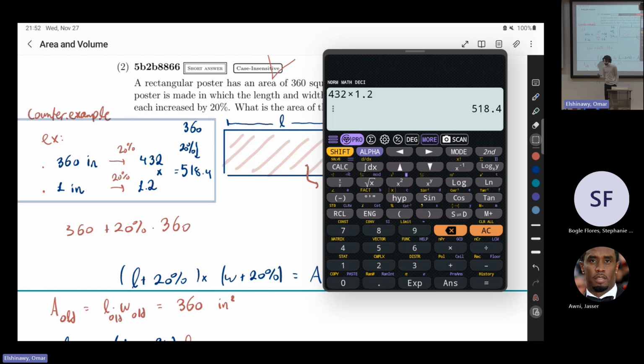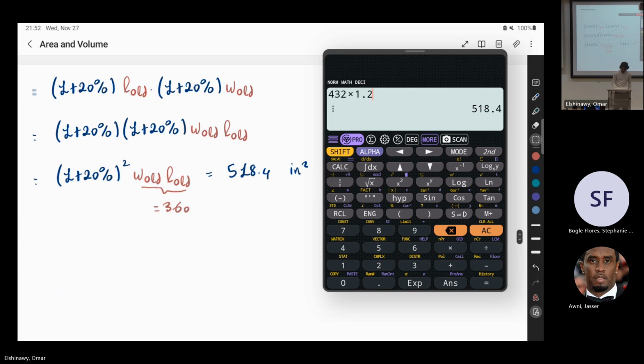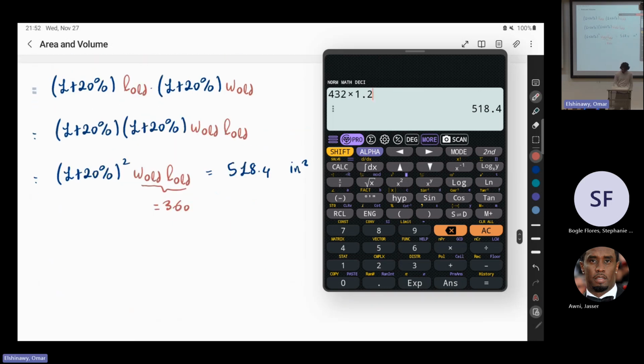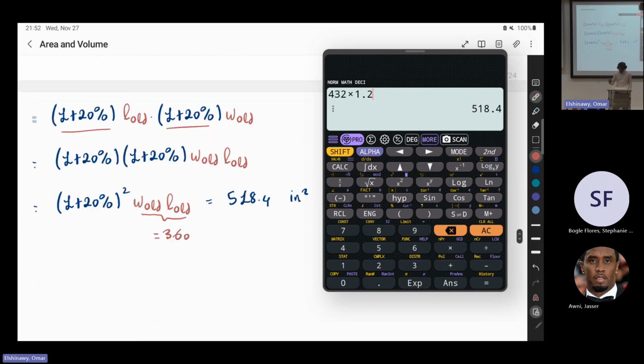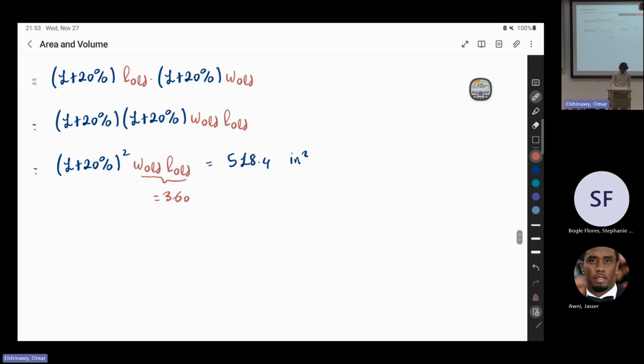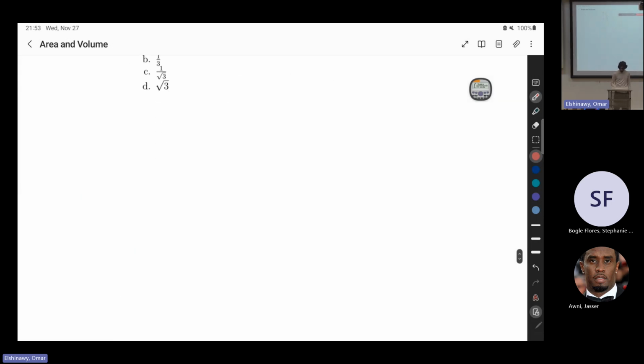But the idea persists, and that is you need to multiply the length by 20%, so to increase it, and you need to multiply the width by 20% to increase it. Now, it's not correct to say multiply by 20%, so there's a bit of an abuse of words here. But what I mean to say is you need to increase it by 20%. So I use these two terms interchangeably. I hope that's not a big issue. Okay.